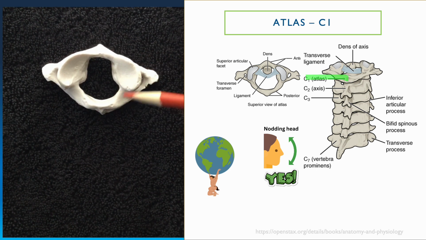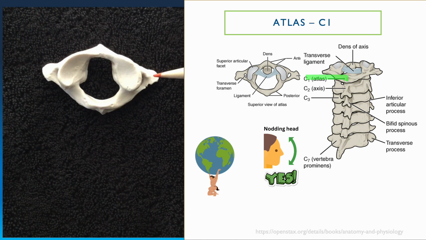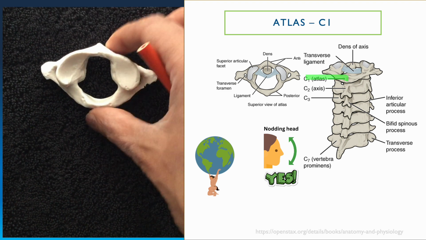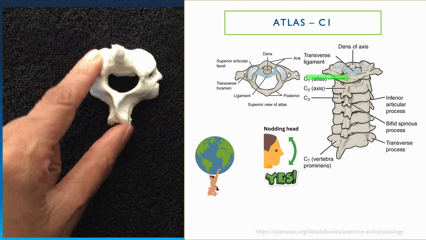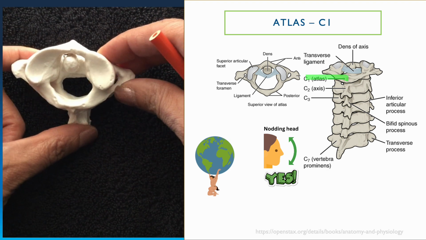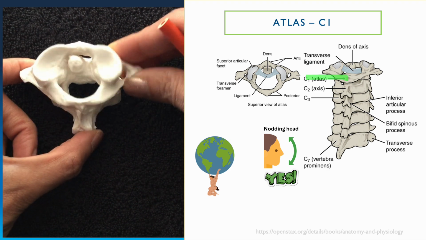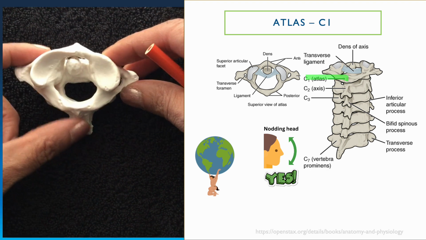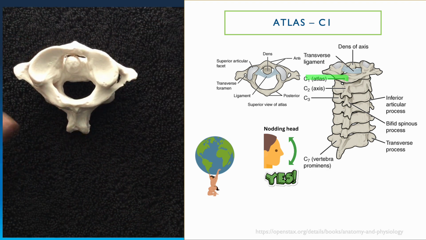What it does have is this ring-like structure, with an anterior arch over here, and then we've got a posterior arch, and the transverse processes are very elongated compared to the typical cervical vertebrae, right? It sits on top of the C2 vertebra, which is right here, and it basically allows you to nod your head yes, like this, per se. Okay, so that is Atlas, C1.